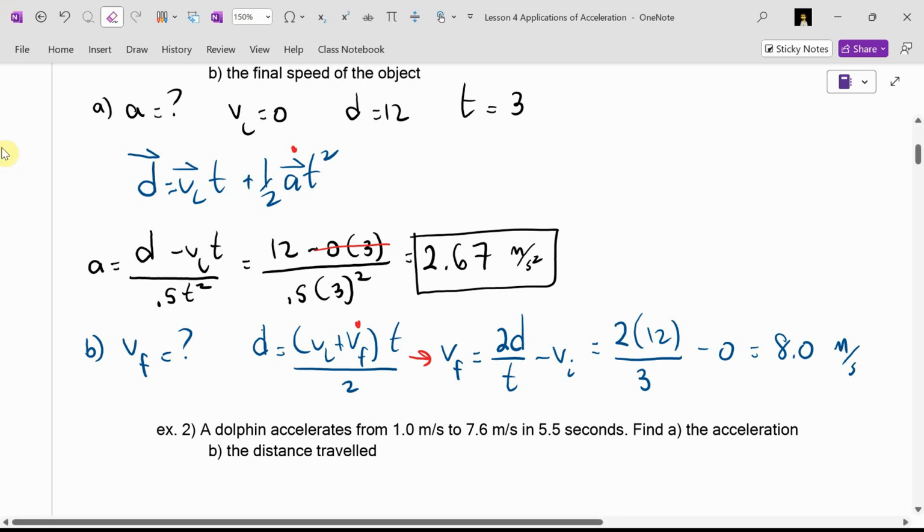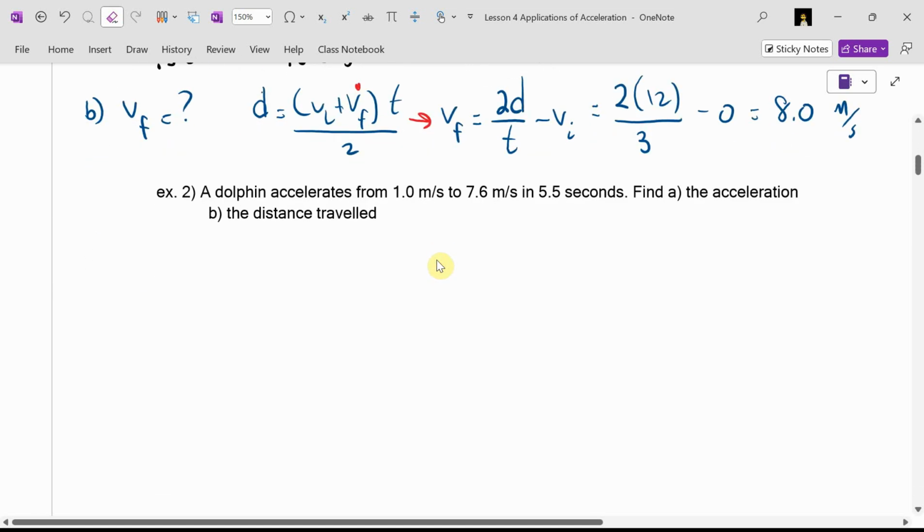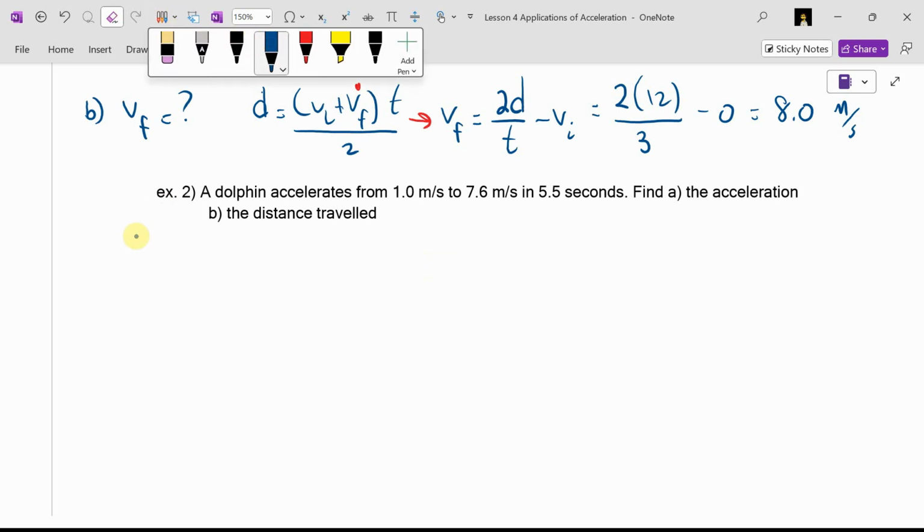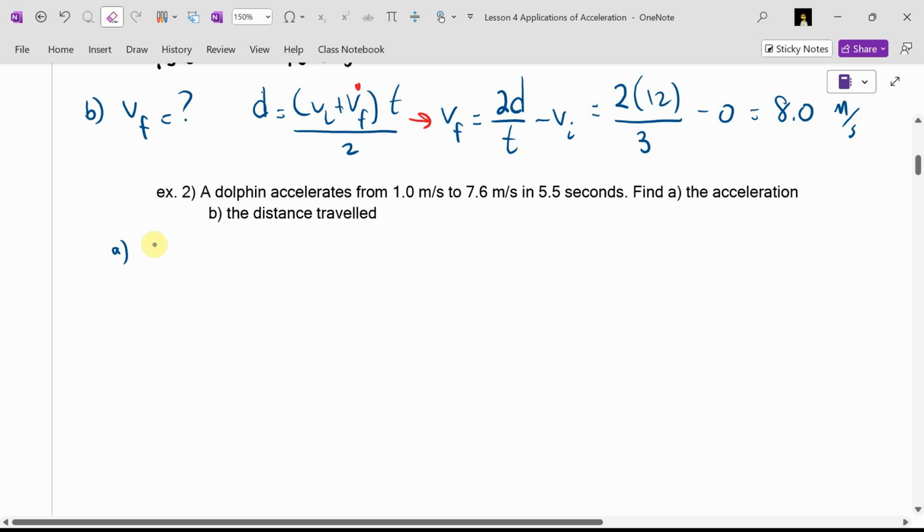Hey, let's swim with dolphins. A dolphin accelerates from 1 meter per second to 7.6 meters per second in 5.5 seconds. Okay. Luke, what does part A want me to find, which usually comes before the letter B in most of our alphabets? Yeah, not so smart now. Okay. A equals question mark?